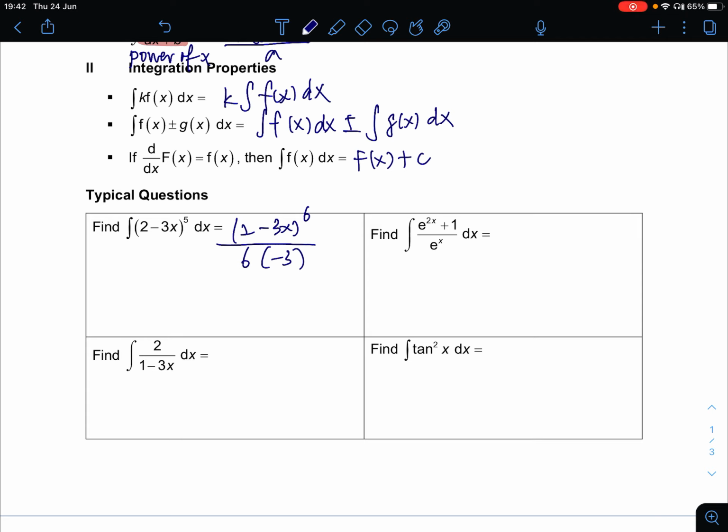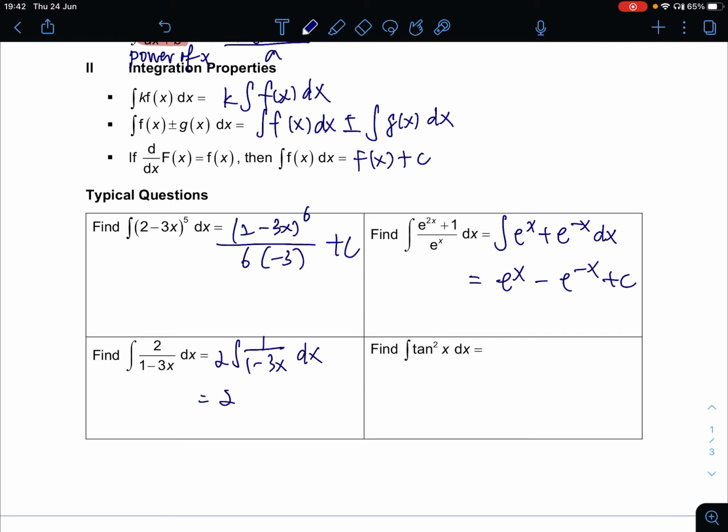So for this second question, we are going to split it up first to get this. Then we integrate so that your life can be easier. Okay, then 2 over 1 minus 3x. 2 is not important. We take it out because it's a multiple. Then you get 2 ln (1 minus 3x) over negative 3 plus c.